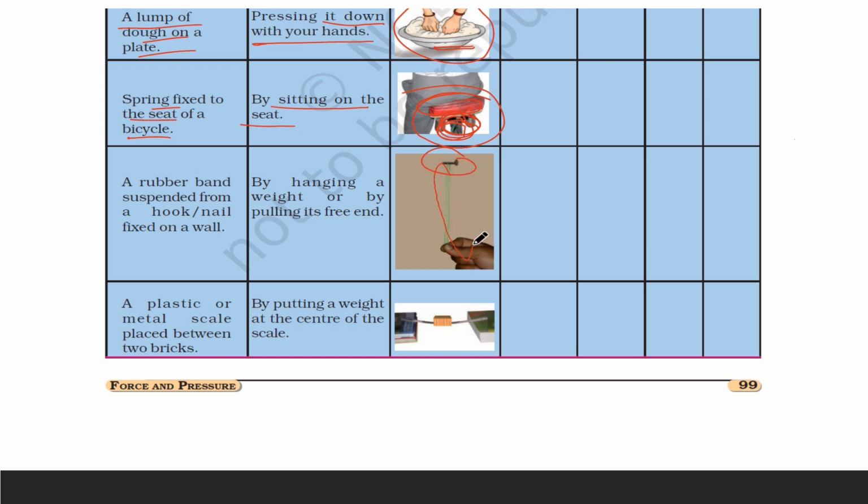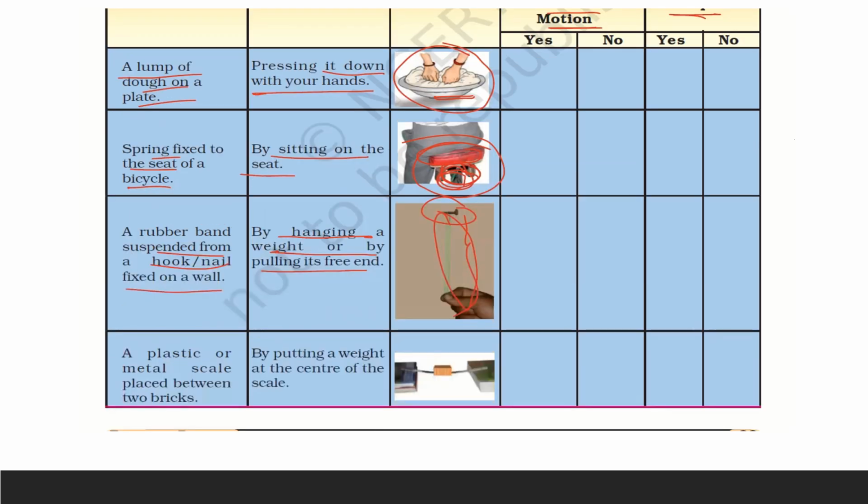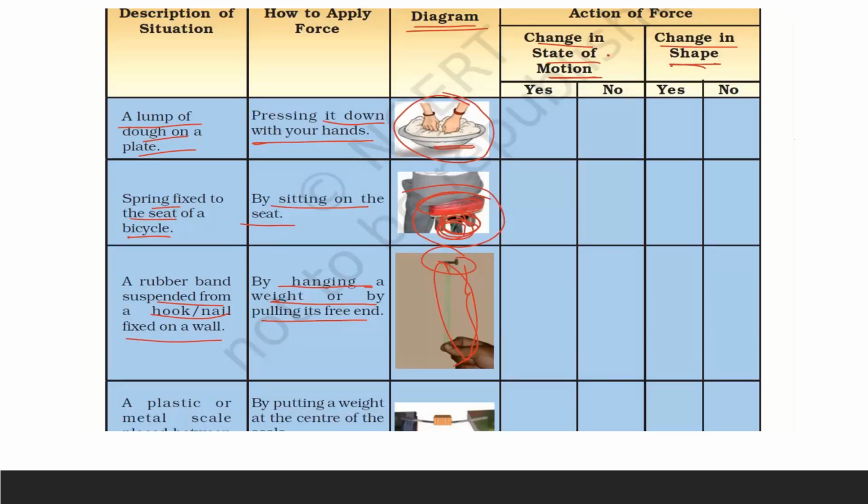Now next comes a rubber band. You can see a rubber band suspended from a hook fixed on a wall, by hanging a weight or by pulling its free end. So what change of shape has been happening here in this rubber band? Okay, so again you are supposed to think and answer this question.